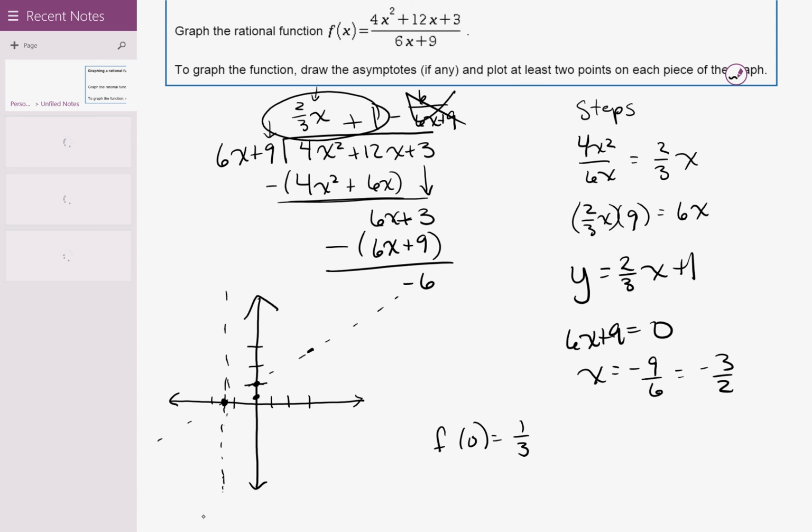Right? F of 0 is 3/9. So that's just 1/3. And f of 1 is equal to 4 plus 12 plus 3 over 6 plus 9, which is 16 plus 3 is 19 over 15. And that's just a little bit more than 1.